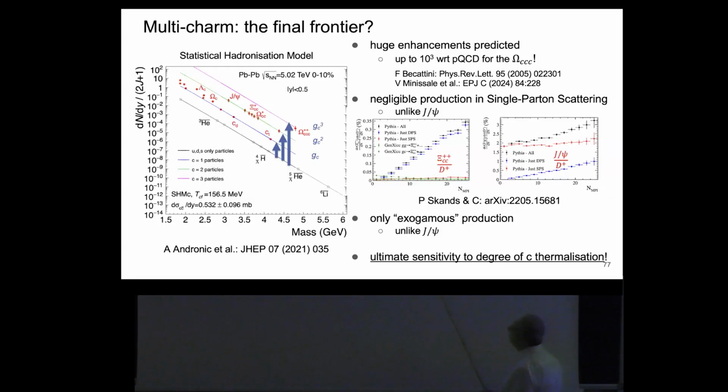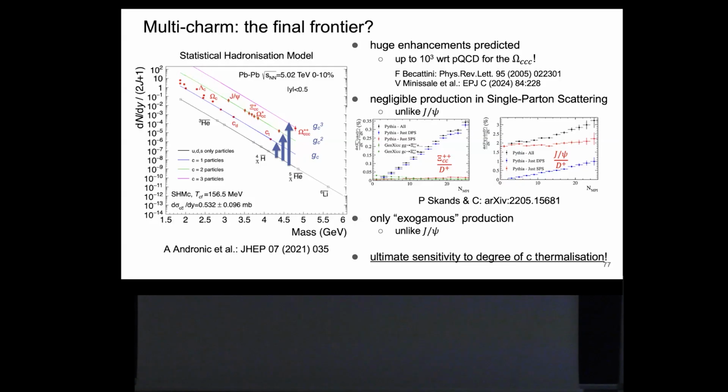Another thing which we want to measure with ALICE 3 is multi-charm. And this could really be the final frontier for studying the behavior of heavy quarks in the QGP. There is a huge enhancement which is predicted for particles with multiple charm, up to a factor 10 to the 3 for the omega CCC, for instance. Basically always for the same reason as charm, although the situation is different. But still, the idea is that if you want to make these particles in proton-proton collisions, it's very hard, because we have negligible production of Xi-CC or omega CCC in single parton scattering.